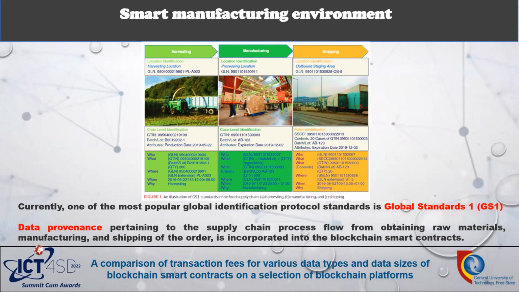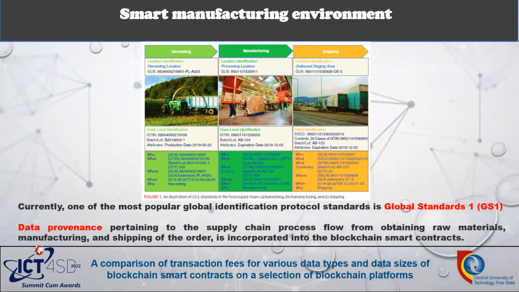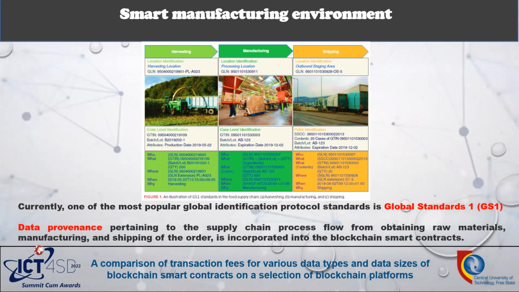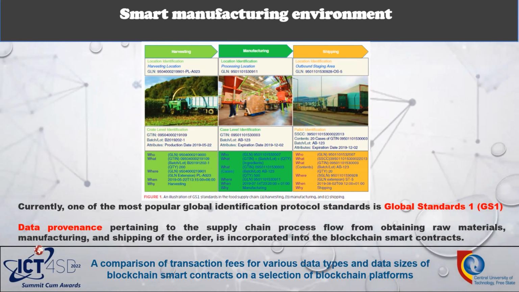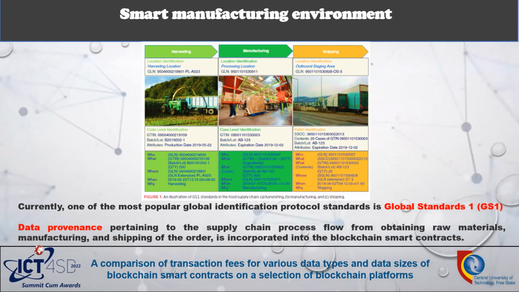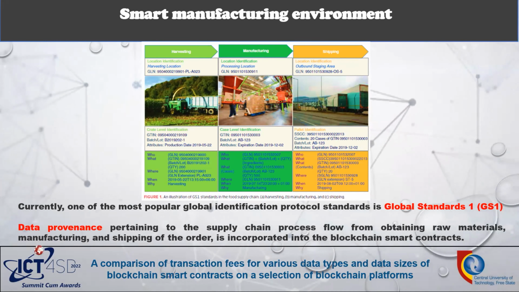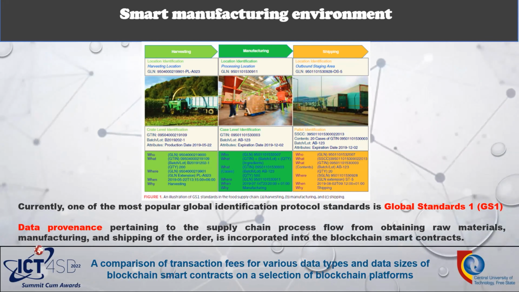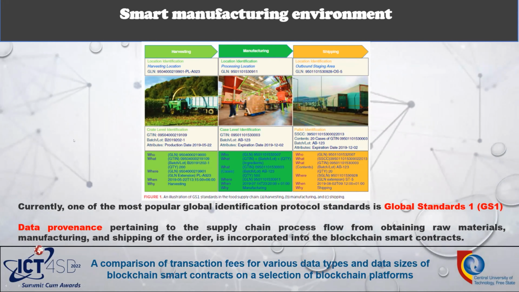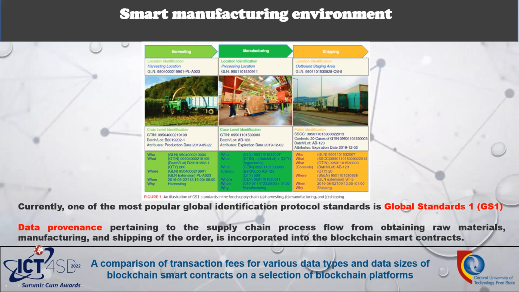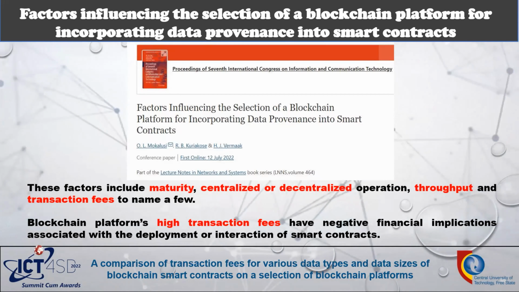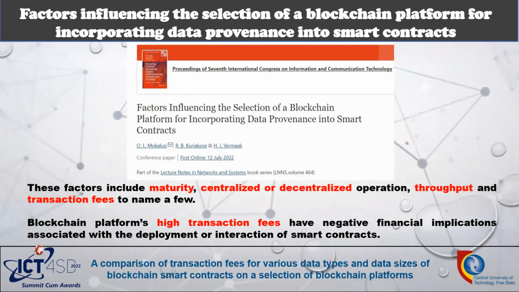Blockchain smart contracts promote collaboration and heighten the increase of automated production processes in smart manufacturing environments. Currently, one of the most popular global identification protocol standards is Global Standard 1. Therefore, data provenance pertaining to the supply chain process flow, from obtaining raw materials, manufacturing, and shipping of the order, is then incorporated into the blockchain smart contract, as you can see in the diagram in the figure above. However, there are contributing factors for the selection of a blockchain platform for incorporating data provenance into a smart contract.